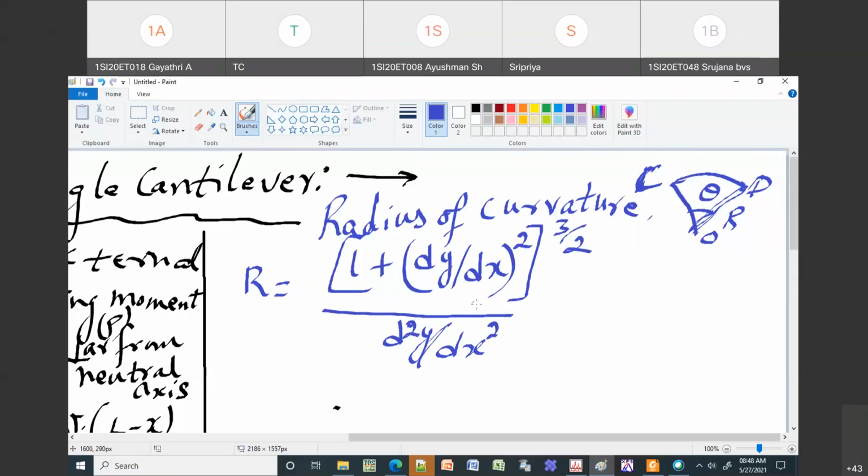So here, what is dy by dx? dy by dx is your slope, with respect to your y displacement. Normally your dy by dx is small. So then what happens?